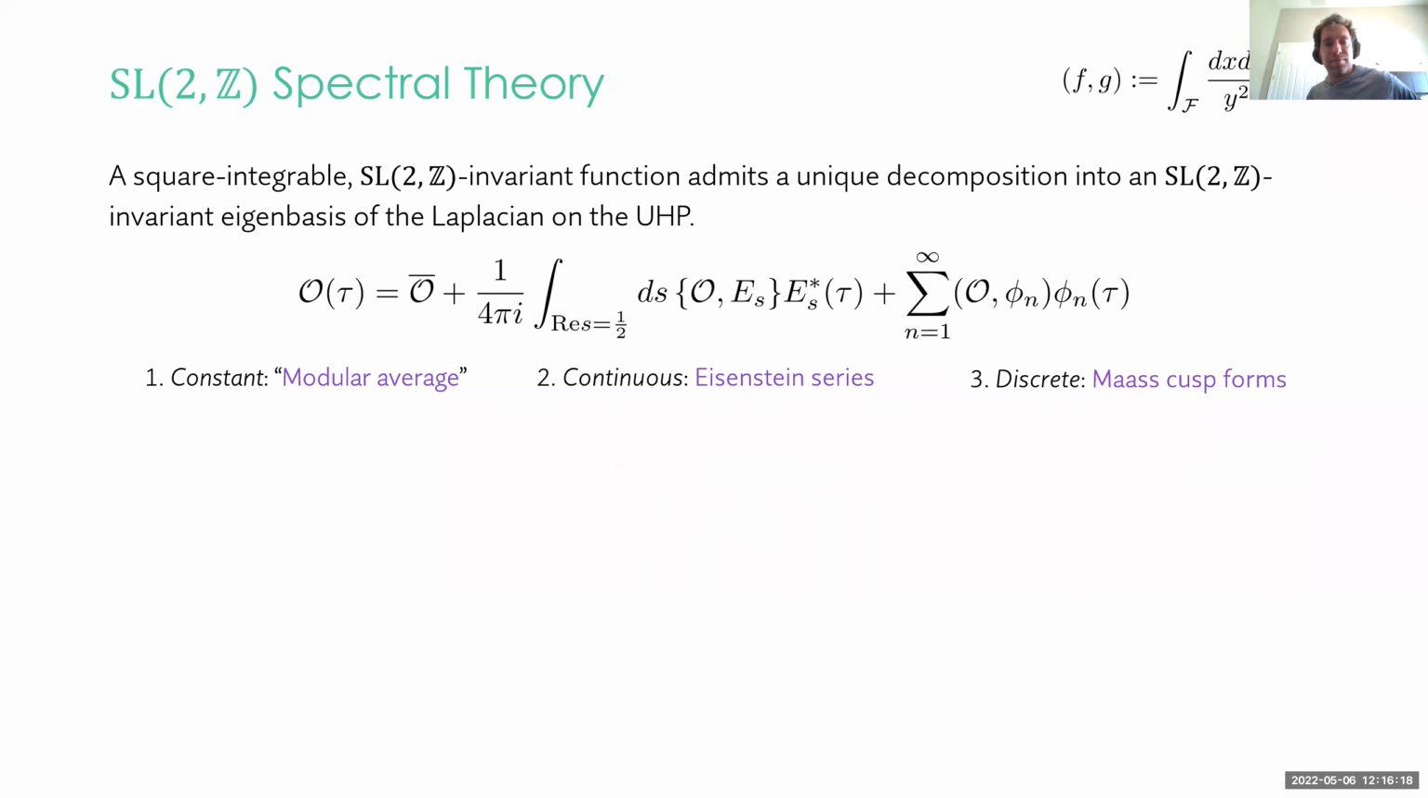So to give slightly more detail, if we have some function O of tau, then we can write it in this three-part form where O bar is this constant term. Here's the integral over the continuous branch, and here's the sum over the discrete branch, where these overlap functions are coefficients in the expansion. And the inner product is defined with respect to the hyperbolic metric.